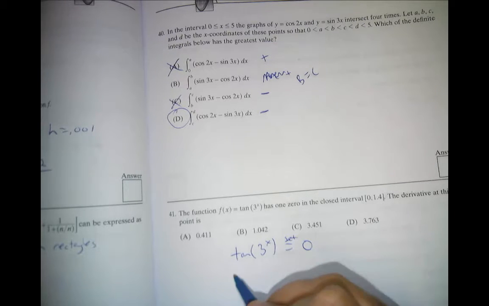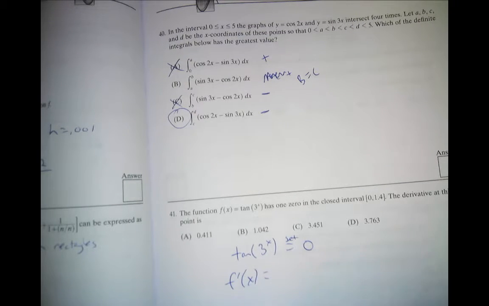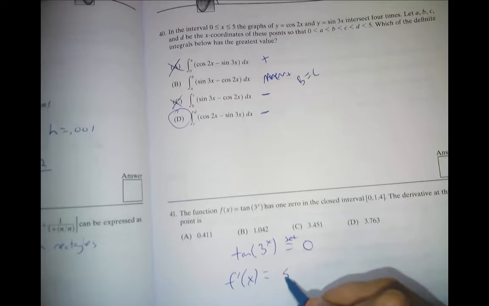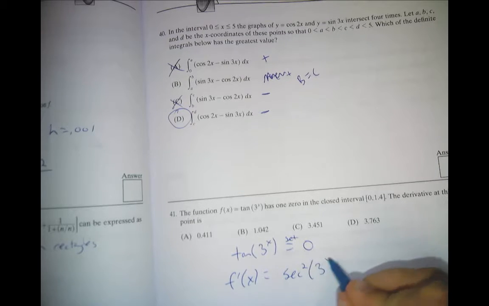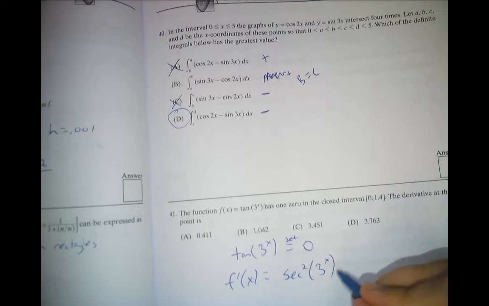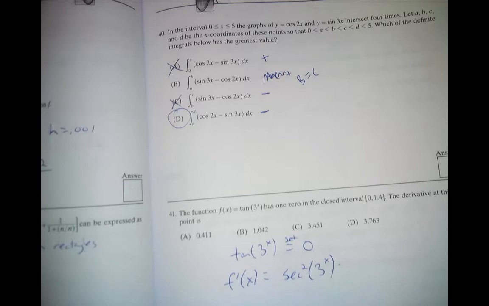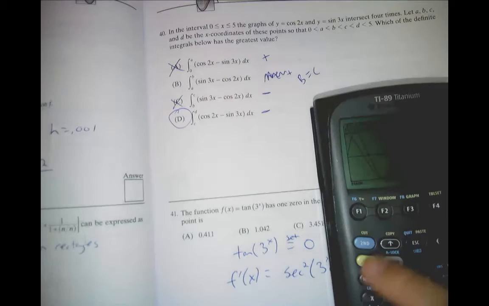Well, we need the derivative, f prime of x. The derivative of tangent is secant squared. So we get secant squared of 3 to the x. And then we have to use the chain rule, multiply by the derivative of 3 to the x, which is 3 to the x times ln of 3. Okay. So we've got many things to do here.